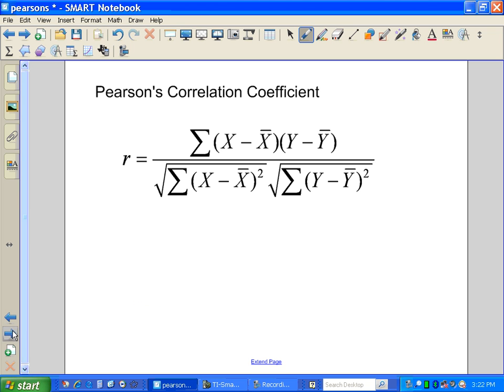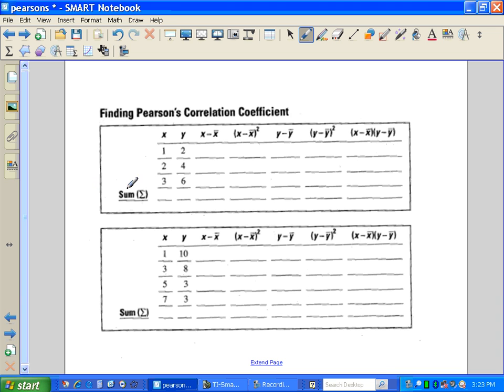So if we look at some data here, to find Pearson's correlation coefficient, we have all these different parts. We're going to have our x data and our y data. We have x bar on top, which means the mean of the x data. We're going to subtract the mean from the x data and then square it. We have y with the bar on top, the mean of the y data. We subtract those and square it, and then we multiply the two subtracted parts. All those different parts go into the formula.